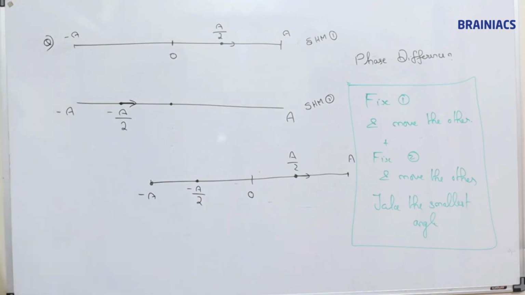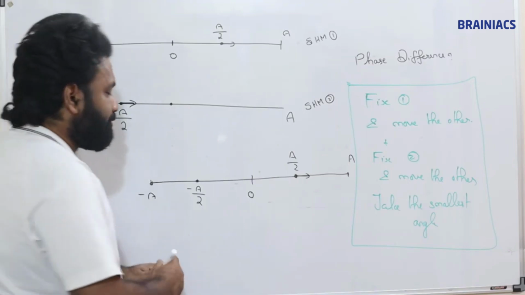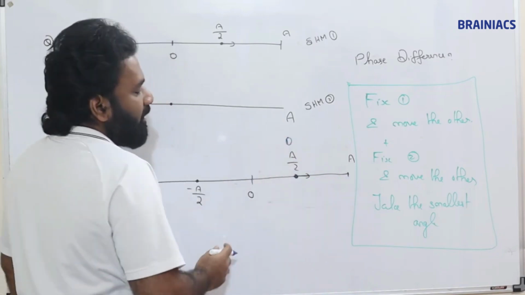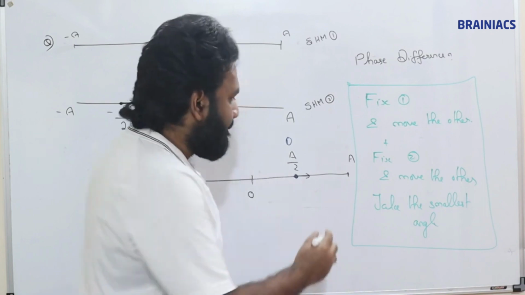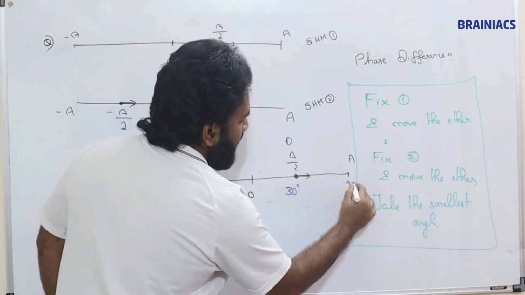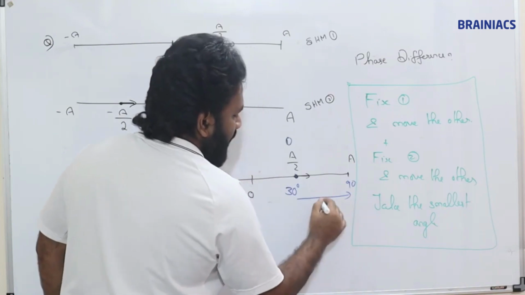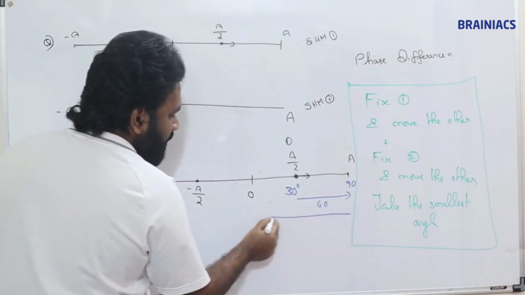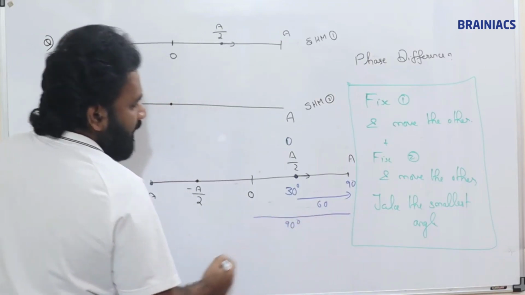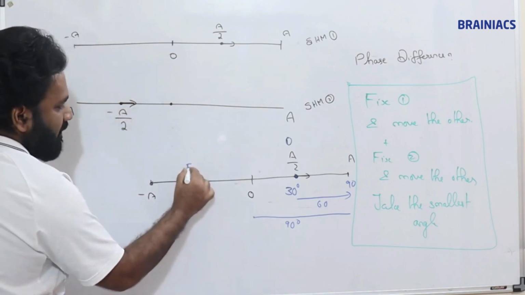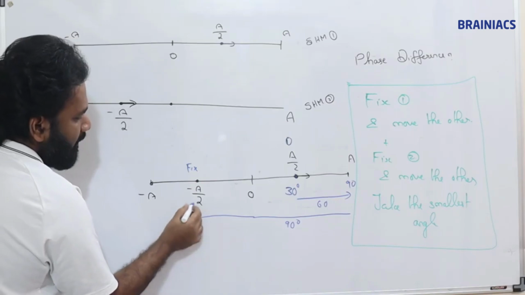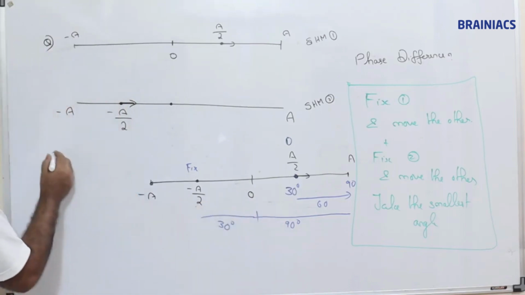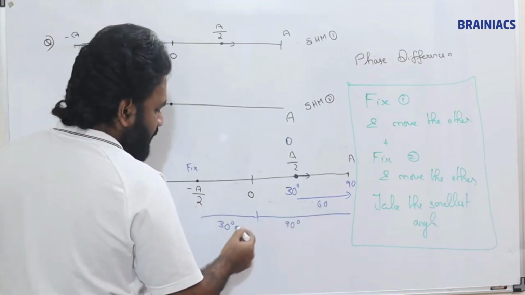Okay, now let us proceed. So here this is A by 2, let us take this as 1. This is moving in this direction. So A by 2 means 30 degree. So this is 30 degree, this is 90 degree. So this is moving how much? What is the angle gap between 30 and 90? 60 degree. Now when we come back to mean position, we will have another 90 degree. Then this is fixed. Now when we move here, this is A by 2, this is again 30 degree from here. So this is going to be 60 plus 30, 90.